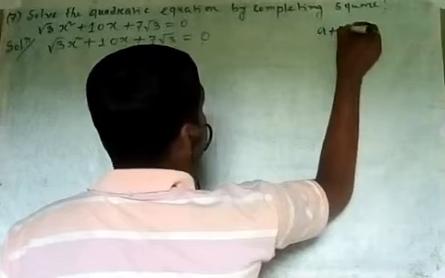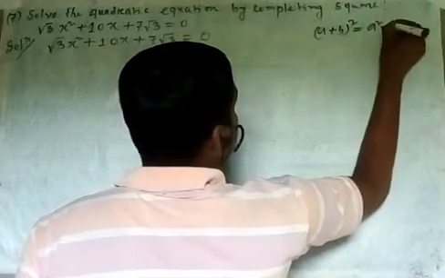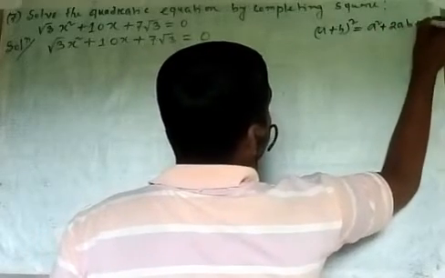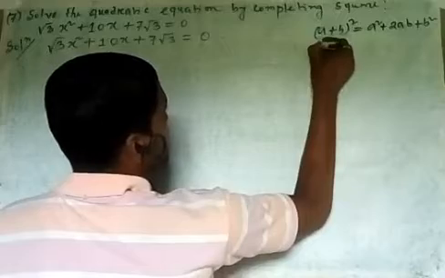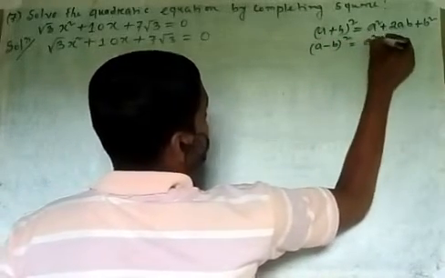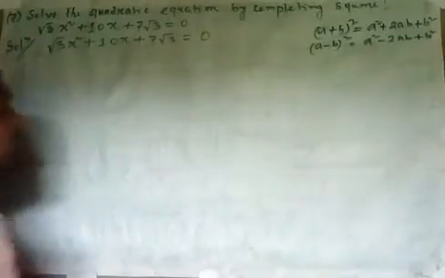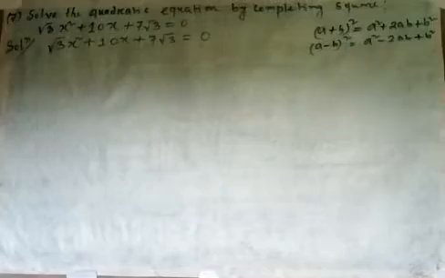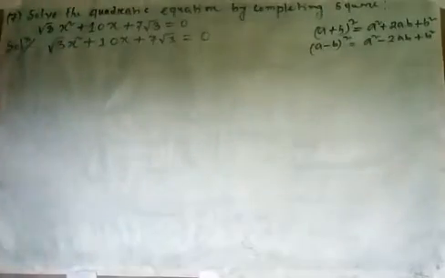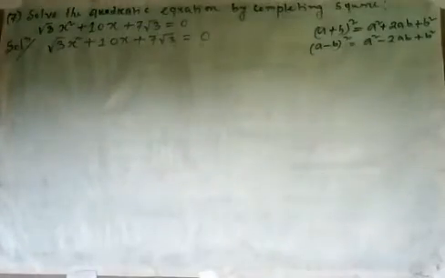A plus b whole square equal to a square plus twice ab plus b square. Another formula is a minus b whole square equal to a square minus twice ab plus b square. A square minus twice ab plus b square equal to a minus b whole square. A plus b whole square equal to a square plus twice ab plus b square.